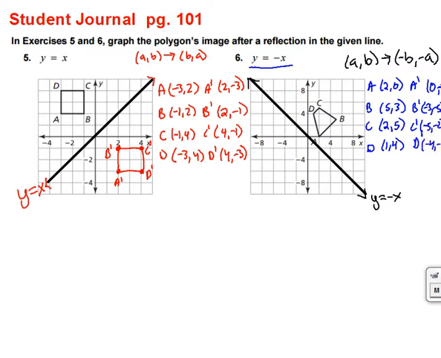And D becomes negative 4, negative 1. So if we graph those, we have A prime was 0, negative 2, so that is now down here. This is A prime. B prime is negative 3, negative 5, that's now right here. C prime was negative 5, negative 2, which is right there. And D prime is negative 4, negative 1, which is roughly right there. So if we take a look at this, it looks like a fairly decent reflection.